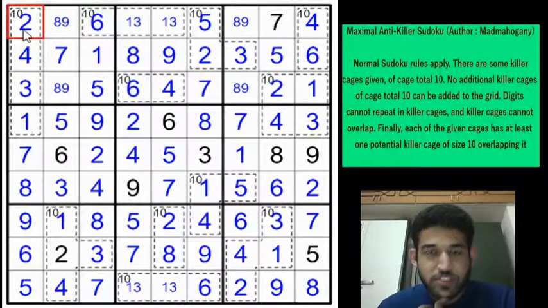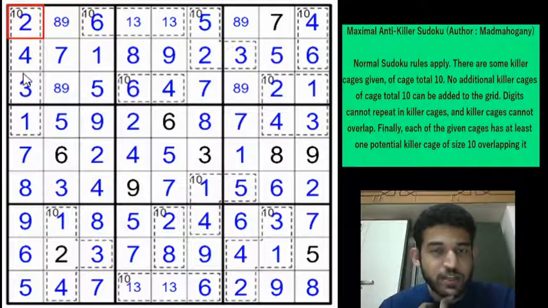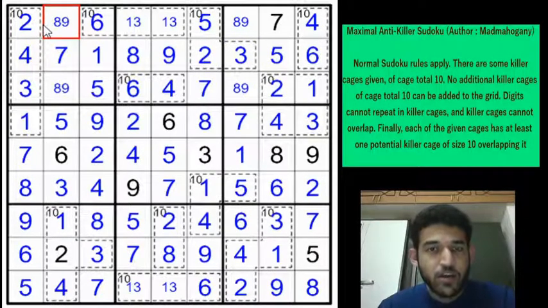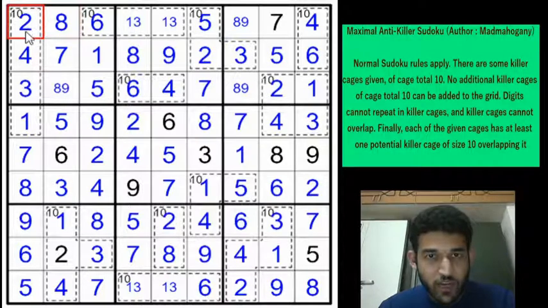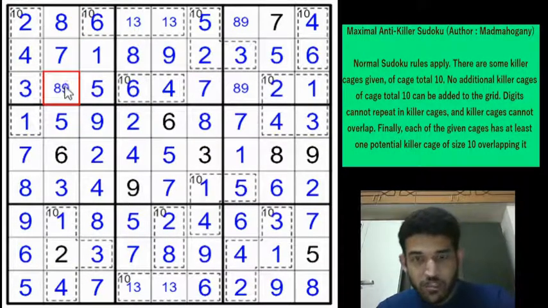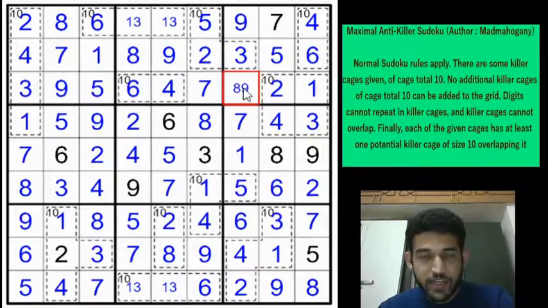So for this cage, to satisfy the rule set that each of the given cages must overlap with another killer cage which sums up to 10, the only possible way is by placing an 8 in row 1 column 2, because none of these digits using various combinations will get up to a 10. So this is going to be an 8. Now we have a 2 cell killer cage which is overlapping with this cage and summing up to 10. So this will be a 9, and that gives a 9 here and an 8 here.